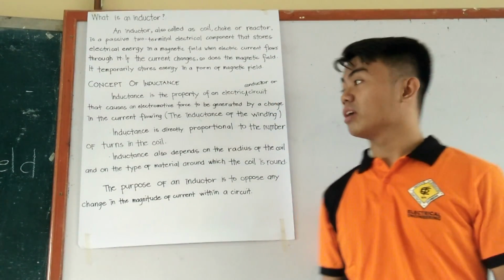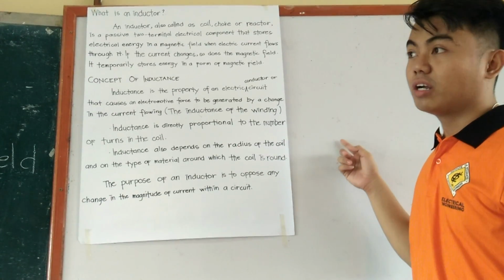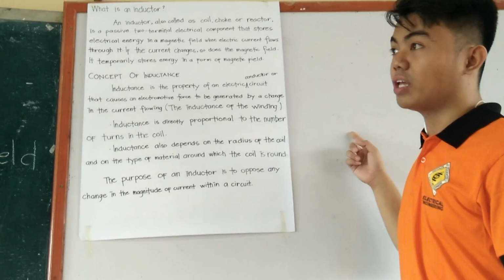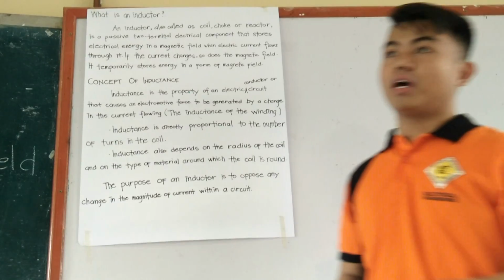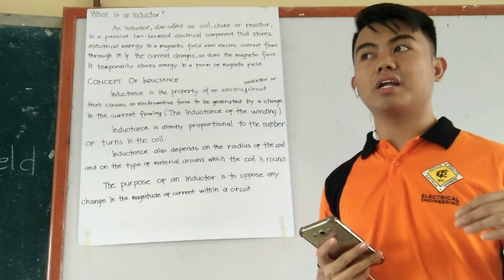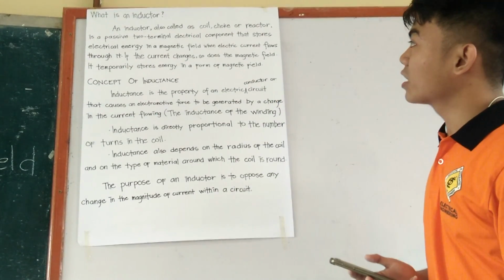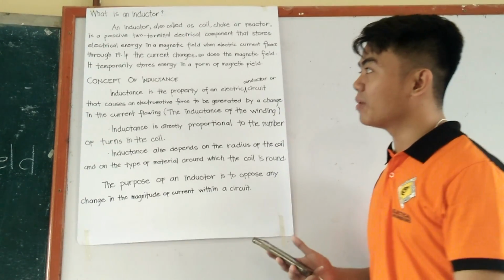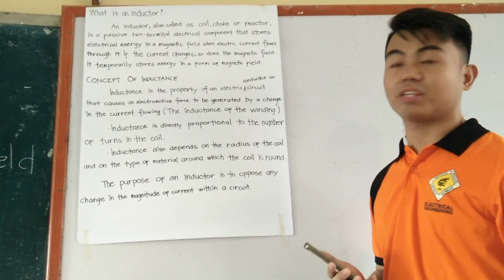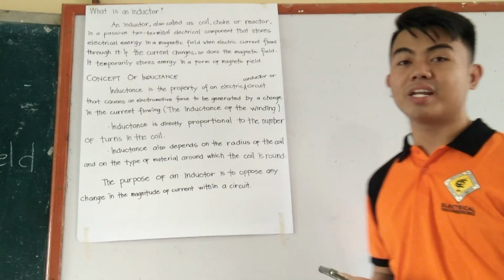So basically, in a circuit, when electrical energy passes through an inductor, it transforms the electrical energy into a magnetic field. The inductor stores electrical energy and transforms it into a magnetic field. If the current changes, so does the magnetic field. When there is a bigger current, there's also a larger magnetic field around the inductor. So it temporarily stores energy in the form of a magnetic field.